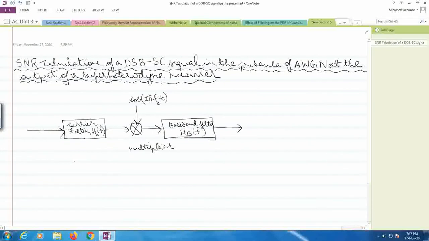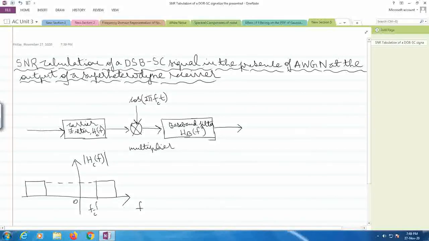Now let me also show you the respective plots or the frequency responses with respect to the carrier filter and also the baseband filter. Now coming to the carrier filter, it is well known that the carrier filter bandwidth is same as the bandwidth of the transmitted signal. So the carrier filter bandwidth will be twice of fm, because the DSB SC signal has a bandwidth of twice of fm.